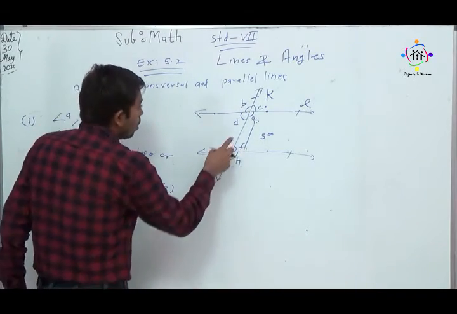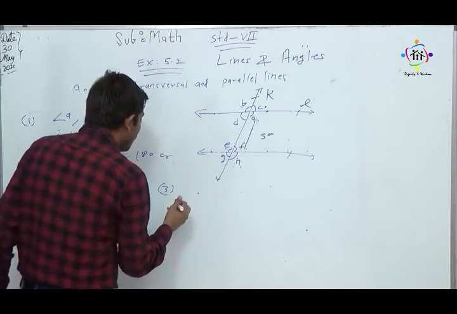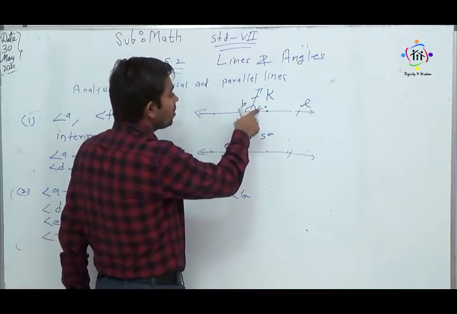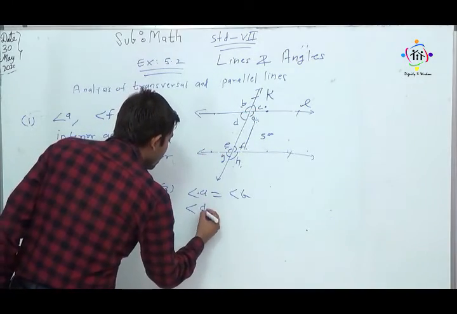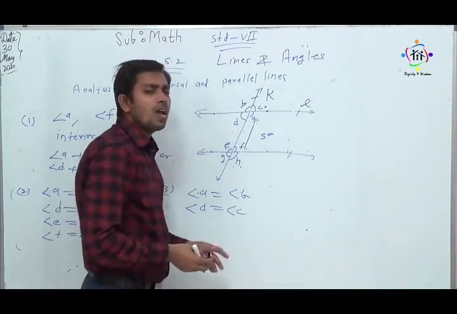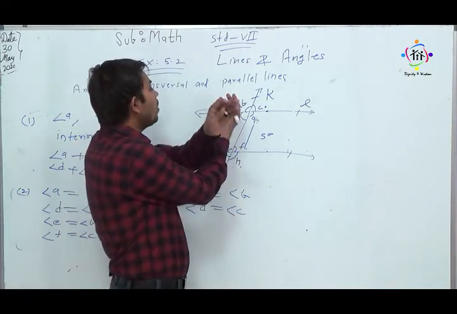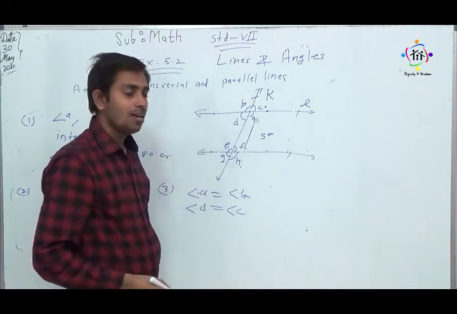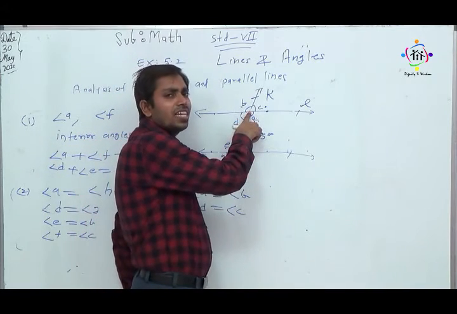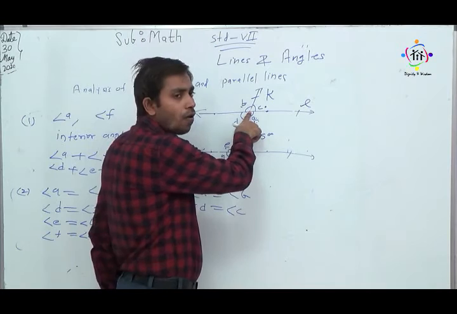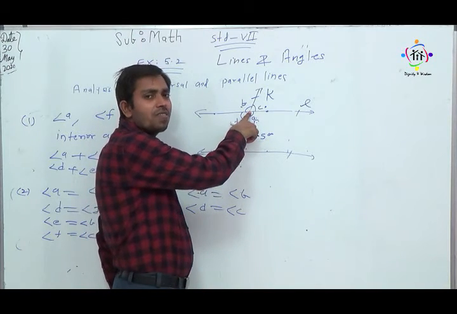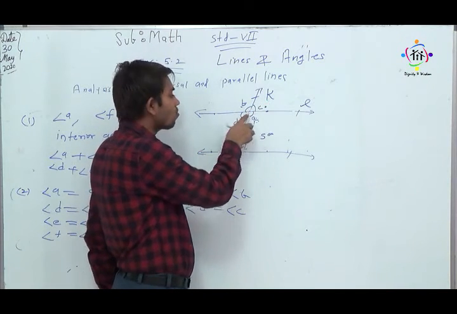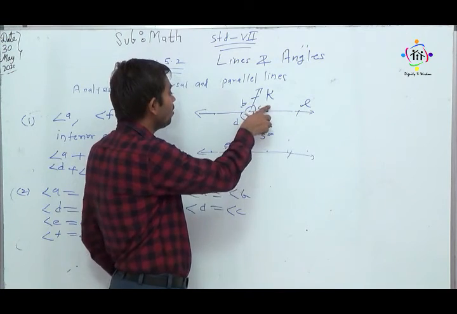So angle A is vertically opposite to angle B. I mean angle A will be equal to angle B. Similarly, angle D is vertically opposite to C. What do you mean by vertically opposite angles? Whenever two lines are intersecting at a common point, four angles are formed. Each pair of vertically opposite angles is called equal angles. Angle C and angle D.